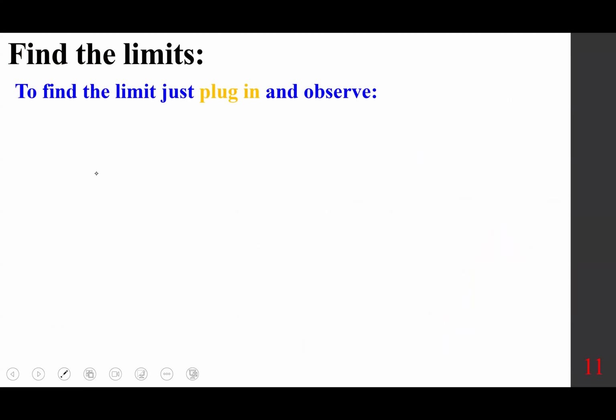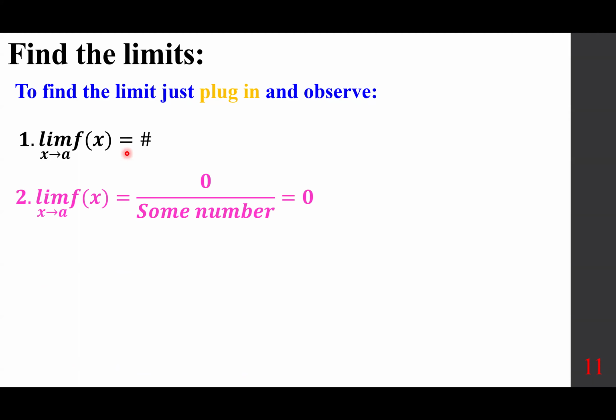So how do we find limits? To find the limit, just plug in and observe. So when you plug in, what happens? Well, the limit of f of x as x approaches a is a number. You're done. If the limit is 0 over some number, it's equal to 0, and it's done. It's important to know 0 over some number means 0 over a number other than 0.